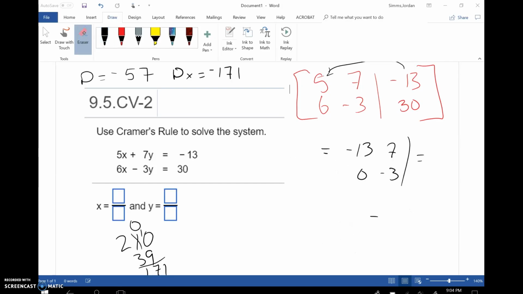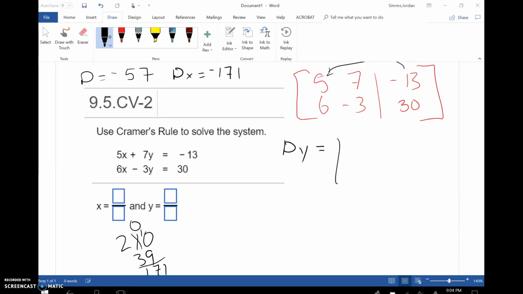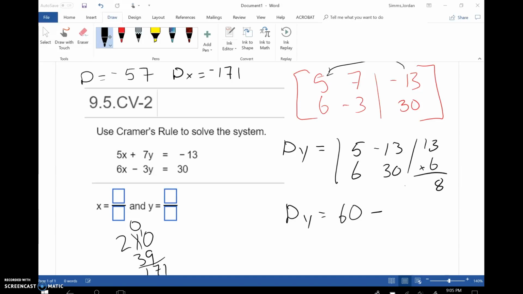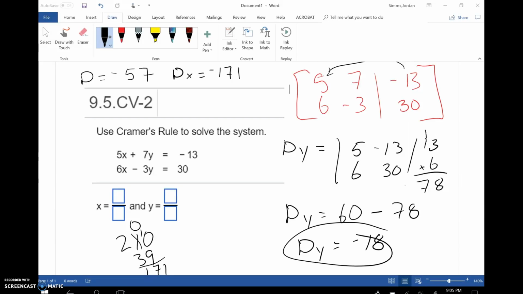And we can do this for as many variables as we need to. If we had z's or w's in this, we could do the same deal. So now let's calculate the determinant of y. Now I take my first column, that's going to be the same, 5 and 6. Now I replace the y column with the solutions, -13 and 30. And again, we just calculate that determinant. 5 times 30 is going to be what? 150. Minus 6 times 13. No idea. 8, carry the 1. That's going to be minus 78. Right? So dy is going to equal -18. Okay? So dy equals -18.